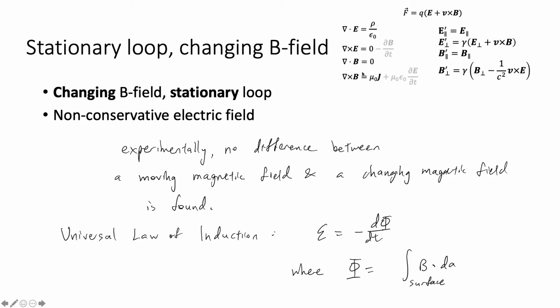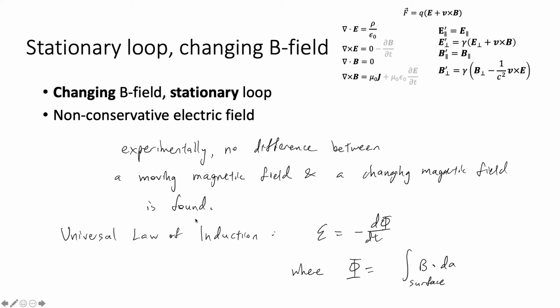And then we consider one more scenario before we amend the law, which is what happens if our loop is not moving at all, but instead our magnetic field is changing. Now, experimentally, it has been found that there is no experimental difference between a moving magnetic field and a changing magnetic field. In other words, the loop is blind to the source of the magnetic field. The loop will only feel the magnetic flux going through it.